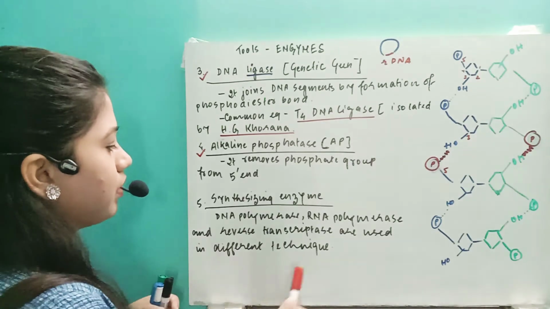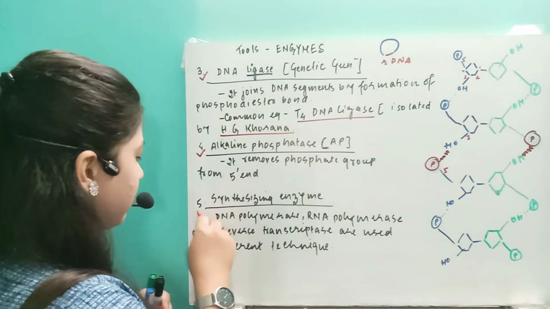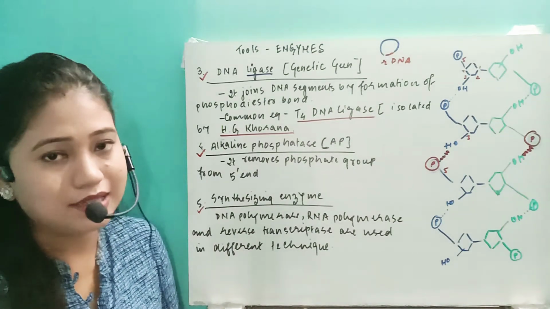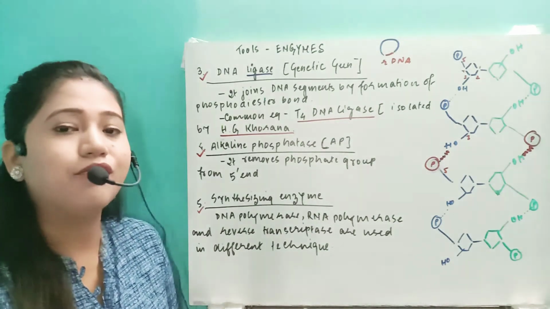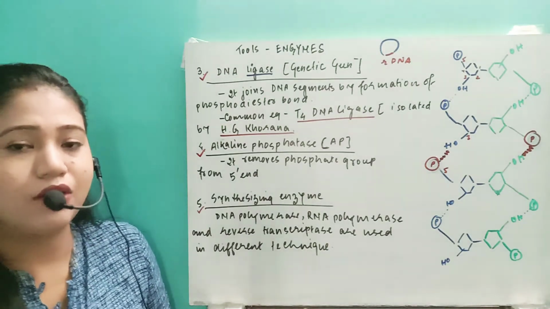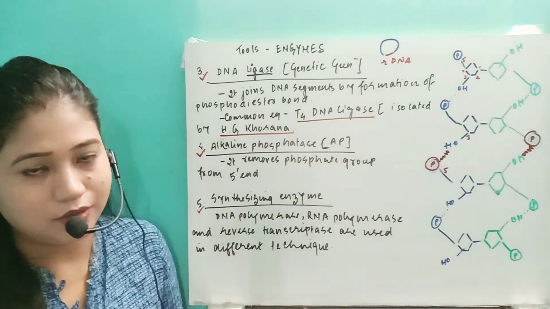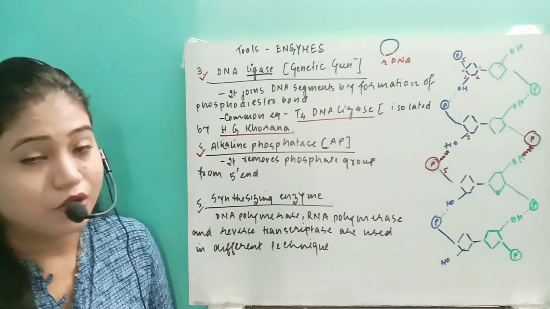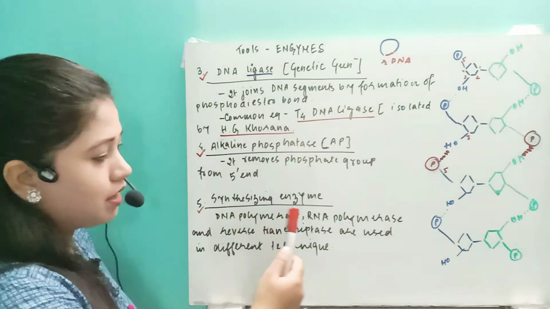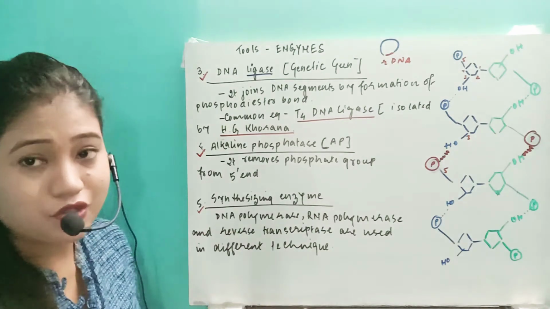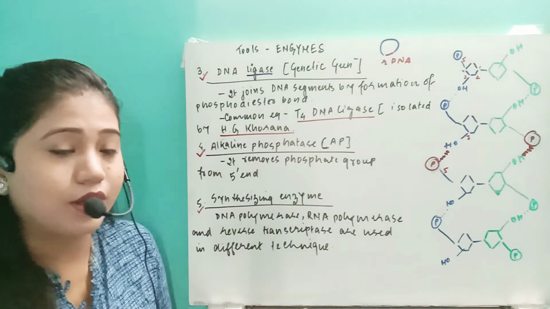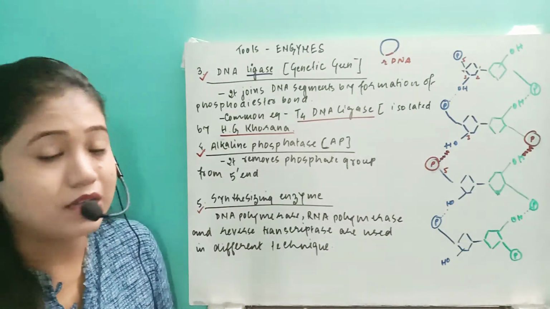Next one, we have another group of enzymes. So these enzymes are going to be the last enzyme. What are they? They are the synthesizing enzyme. So they are helping in the formation of the different strands, DNA, RNA from the different genetic material, from the different nucleotide. So what are the synthesizing enzymes? See, DNA polymerase, then RNA polymerase, reverse transcriptase are used for different technologies. Okay, so what is the DNA polymerase used for?